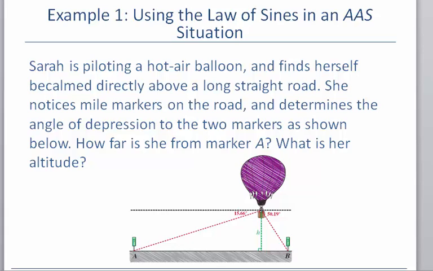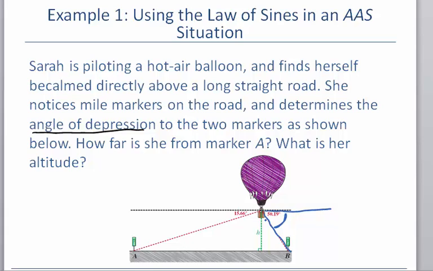Okay, so we want to be sure, first of all, that we understand what is being discussed when they discuss an angle of depression. An angle of depression is the difference between looking straight ahead at something and looking down at something. So for example, if she is sitting in the basket of the hot air balloon and she looks straight out, then her line of sight goes this way. And if she looks down at the mile marker, her line of sight goes this way. And so the difference between those two is an angle of depression.